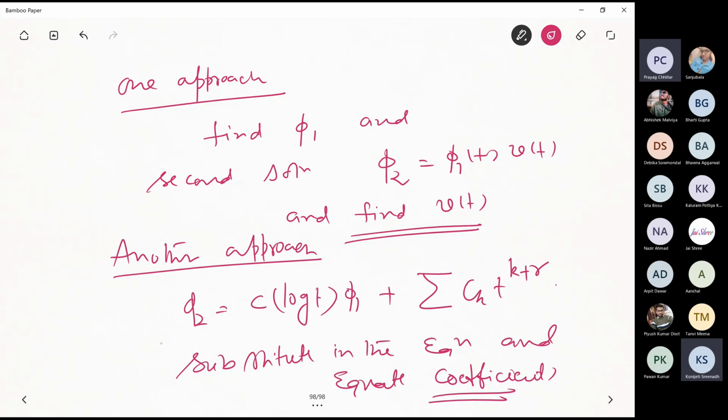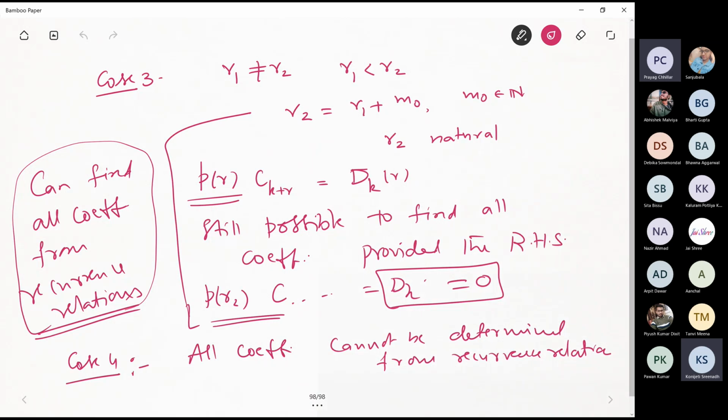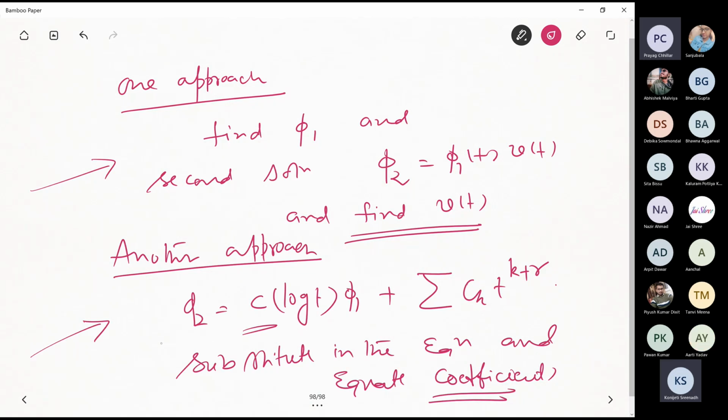The only stark difference is that here there will be C. It's possible that C can be 0, because this method should work even in the previous case, when you are able to find the coefficients from the recurrence relations. There also you can apply this second solution. Both methods can apply in that case also. In that case, C will become 0.